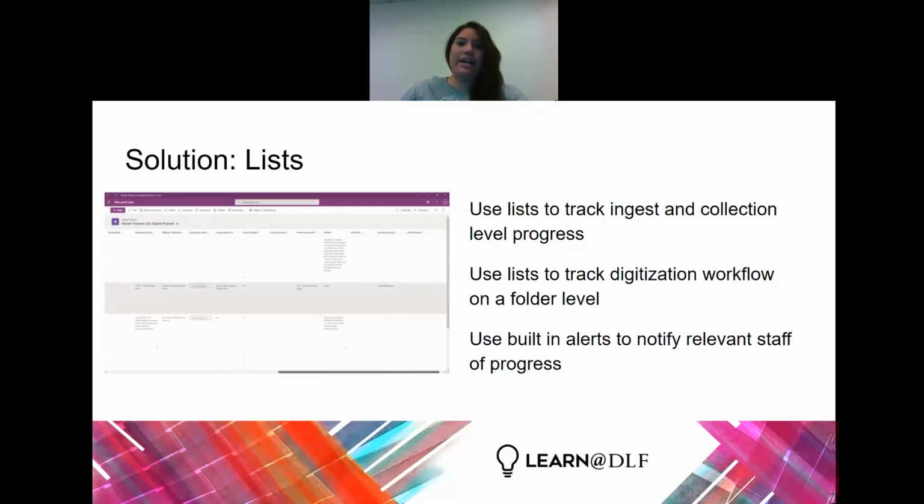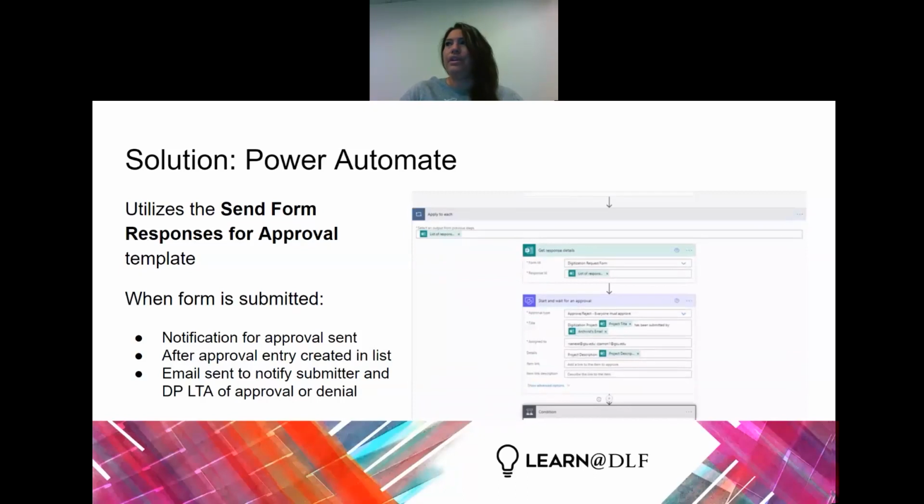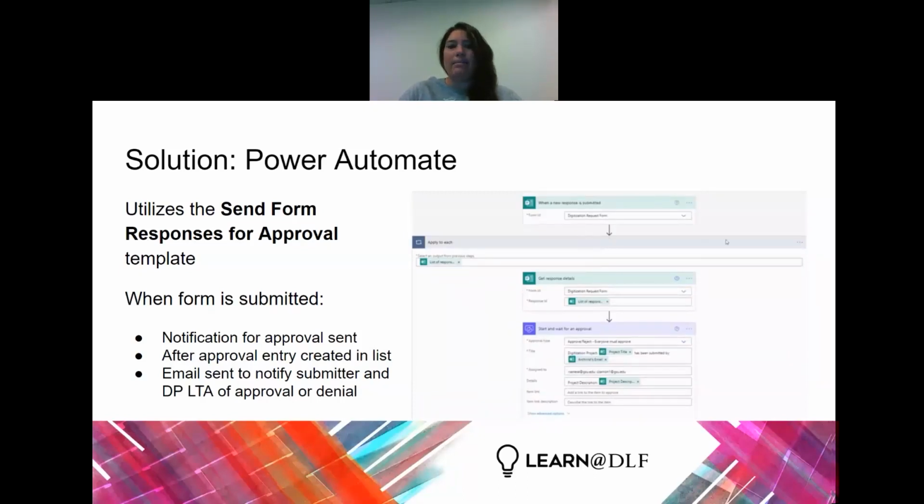We also wanted to tie in all of our different tools together. And so we utilized Power Automate to do that. We created a flow utilizing the send form response for approval template. And what that did was once an archivist submitted a project, it would go to an approval queue within the head of special collections and myself.